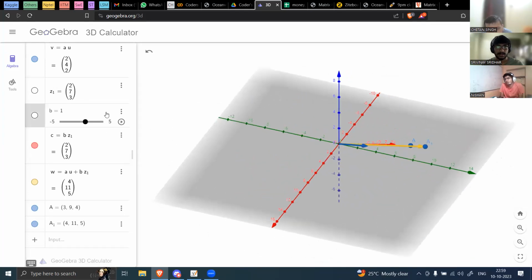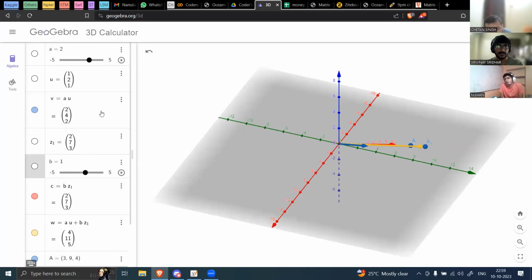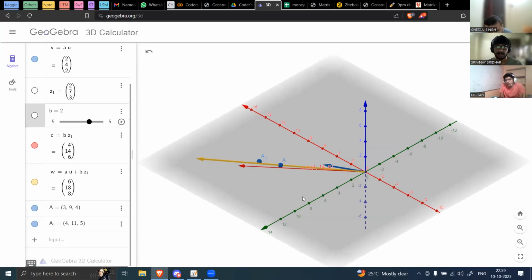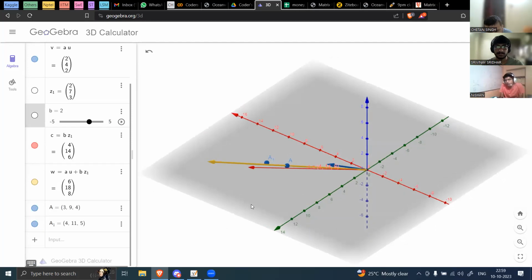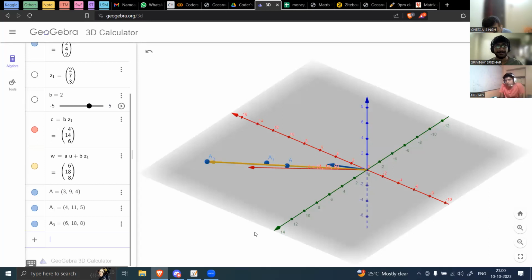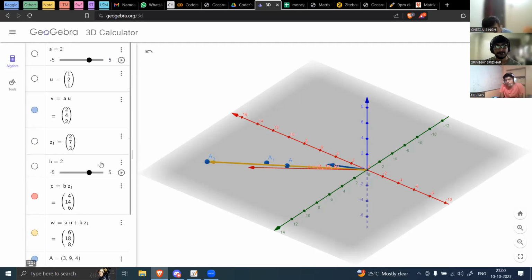And what if I do 2 times the first vector and 2 times the second vector? You can select any value of A and B. Anybody who wishes to input something could say, and we will just do that input. Even if we make a random input, we'll find a point.